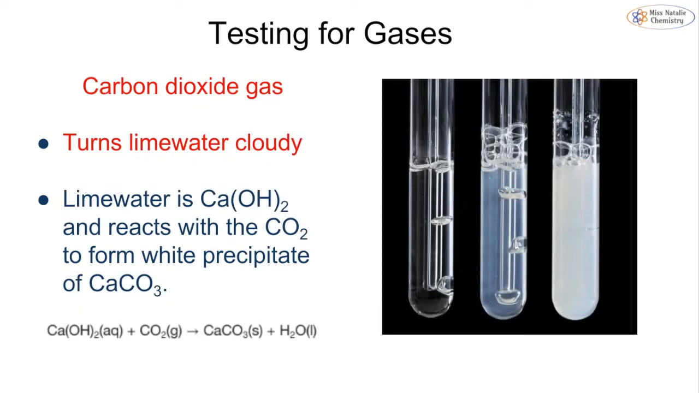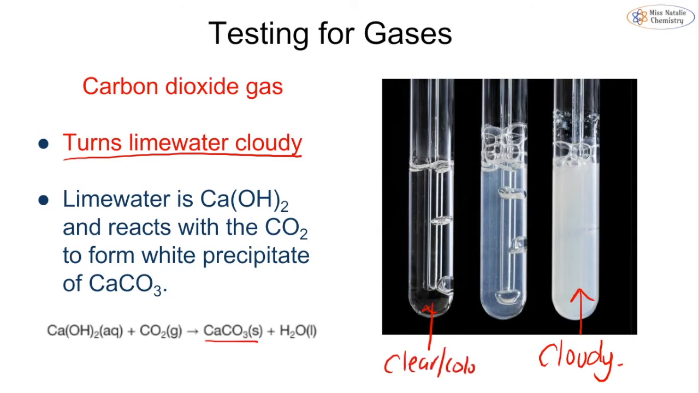Carbon dioxide gas, again, you learned at Key Stage 3, and it is as simple as it turns lime water cloudy. Now, the way that this reaction happens is lime water is calcium hydroxide. It reacts with the CO2 in order to form a precipitate of calcium carbonate and water. So because it forms a precipitate, we start to see this cloudy colour being formed. So you can see that it is clear and colourless at the start when it is the calcium hydroxide, and as we bubble the CO2 through, it will start to get more and more cloudy until eventually you cannot see through it anymore.